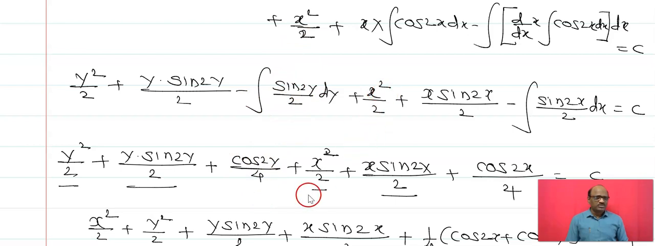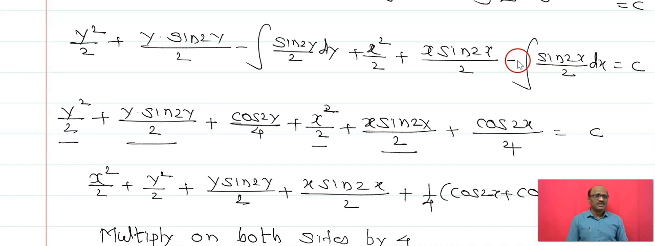X square upon 2, this term is as it is, x sin 2x upon 2, this is also as it is. Again the integral of minus sin 2x upon 2 into dx. The integral of sin 2x is cos 2x upon 2, that 2 will become 4 here, and its sign is a minus, and again minus minus will become plus, that is cos 2x upon 4, that equals c.